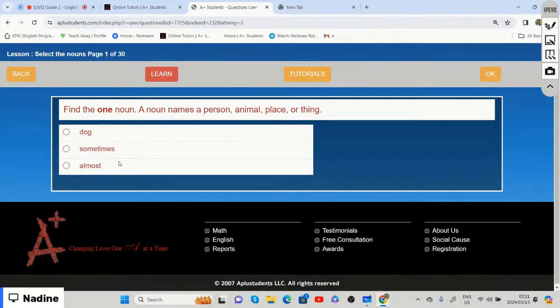All right, and remember we need to select the noun. Is our noun dog? Is it sometimes or is it almost? And remember we said a noun names a person, an animal, a place, or a thing.